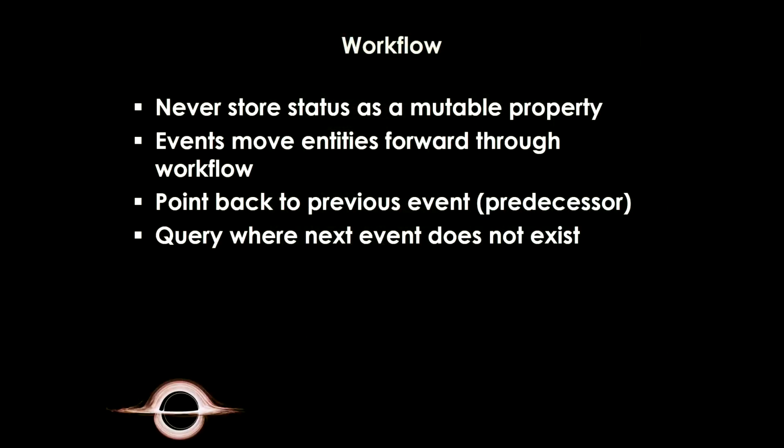And so the rules around workflow is that you never store status as a mutable property, not even using that mutable property pattern that we talked about. You've got domain events that move objects forward through the workflow, and they point back to the previous events that have occurred, their predecessors. You can query where the next event doesn't exist, and that gives you the queue of work that you need to do in order to create that next event. So, really powerful stuff.